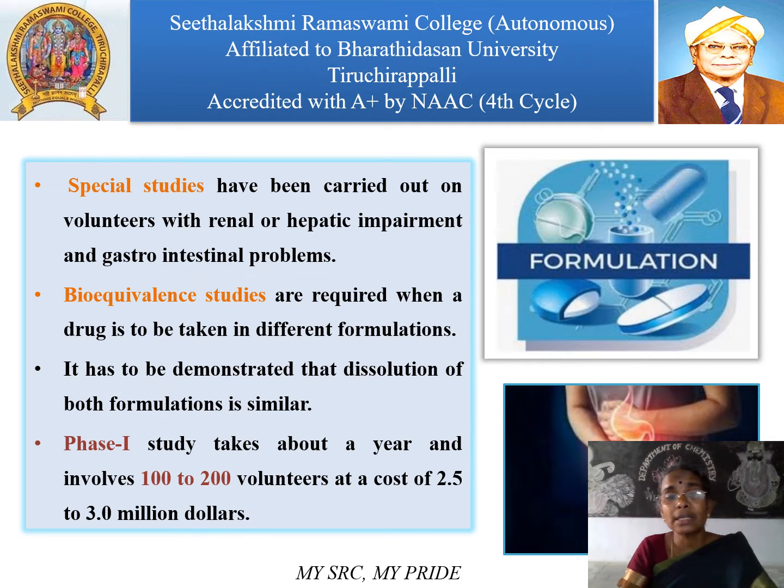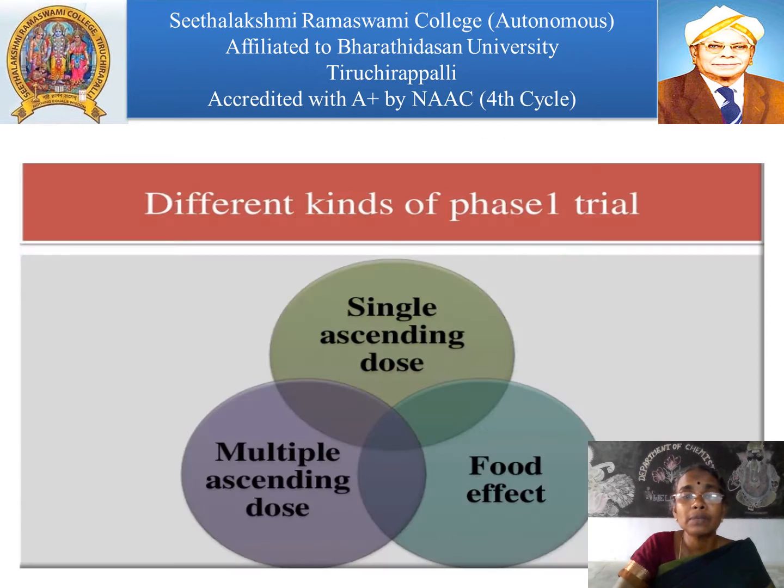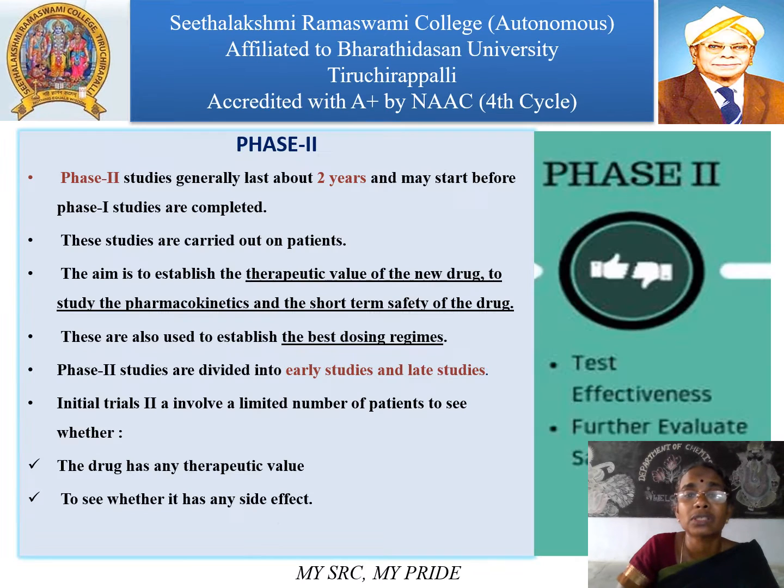A phase 1 study takes about a year and involves about 100 to 200 volunteers at a cost of 2.5 to 3 million dollars. In phase 1 clinical trials, there are different steps involved: a single ascending dose, multiple ascending dose, and food effect.